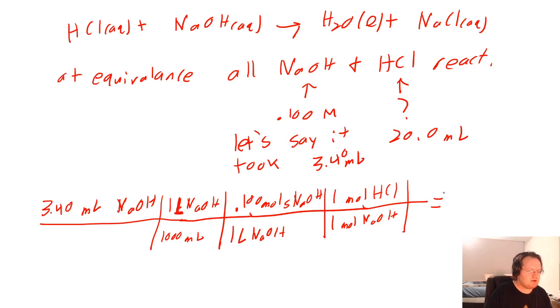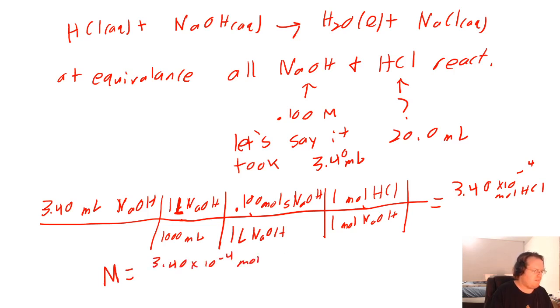So it's a pretty small number, which makes sense. We don't have a whole lot of moles. This concentration isn't going to be all that high. So we have 3.40 times 10 to the negative 4th moles of HCl. So to finish, the problem asked us for concentration. So we want the molarity. So we have 3.40 times 10 to the negative 4th moles of HCl.